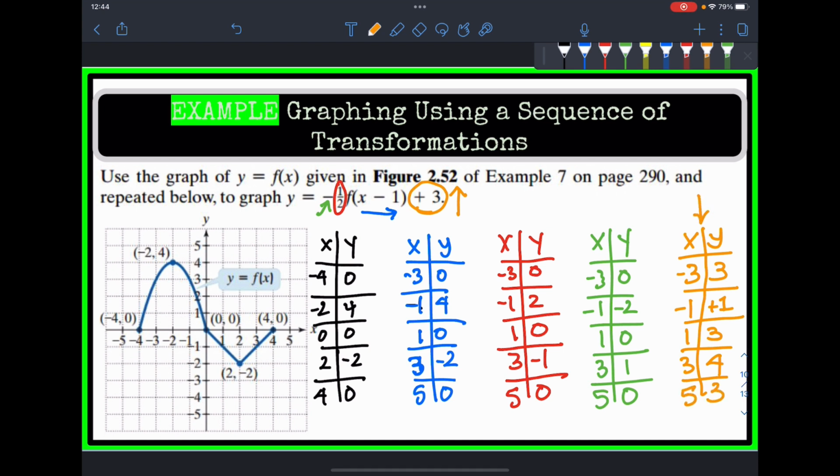So let's plot these points here. -1, 1. 1, 3. 3, 4. And then 5, 3. So we're going to have our quadratic piece of the graph, and then our absolute value piece of the graph, or V looking portion of the graph. So this is our transformation.